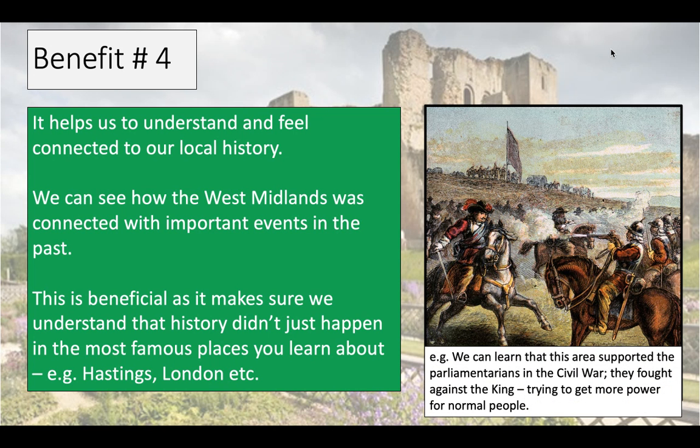So one example, I think, and this is one that I personally would be interested in, we can learn through studying Kenilworth that this area supported the parliamentarians in the Civil War. So the people around here, they fought against the king, trying to get more power for normal people. And we can feel kind of connected to those people, maybe. We can see and try and understand how they felt and think about what that means for our local area. These were people kind of against big authority. Okay, pause and try to explain that in your own words.